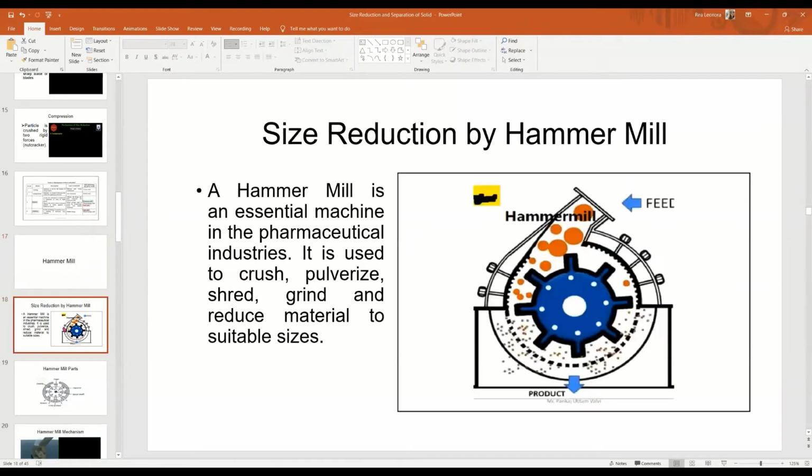Hammer mill. Size reduction by hammer mill. By definition, a hammer mill is an essential machine in the pharmaceutical industries. It is used to crush, pulverize, shred, grind, and reduce material to suitable sizes.